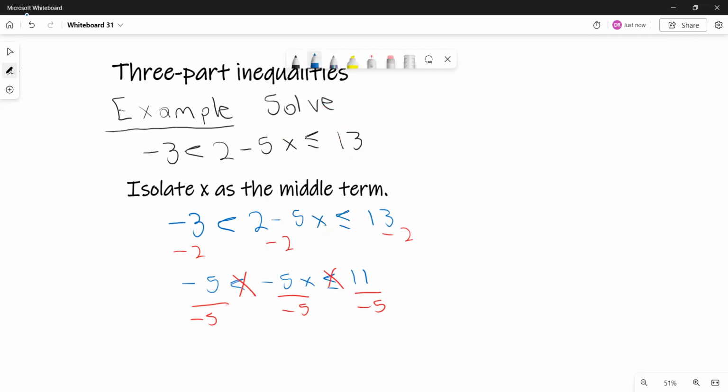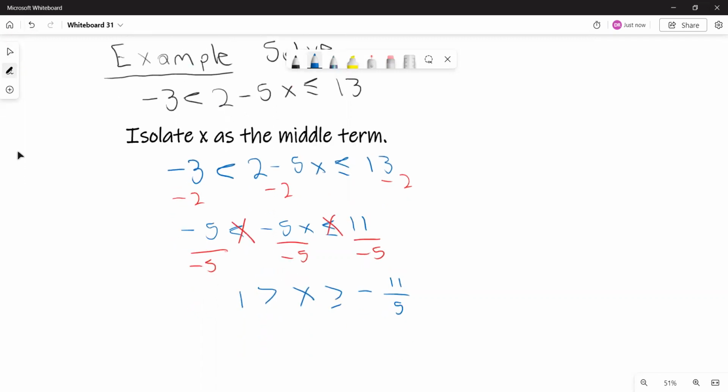So negative 5 over negative 5 is 1. The inequality reversed. And 11 over negative 5, the inequality reverses, is negative 11 over 5. Or if you want to read it from left to right, this is the same as negative 11 over 5 less than or equal to x less than 1.